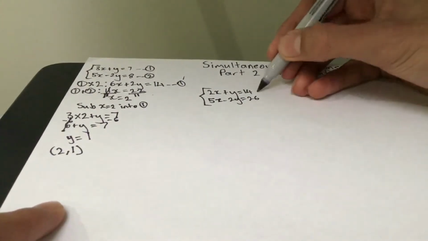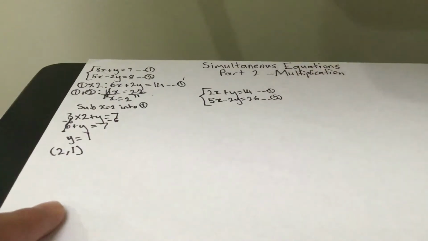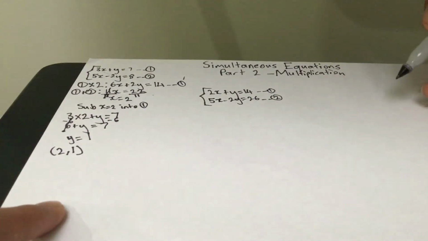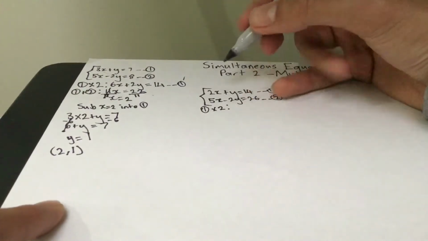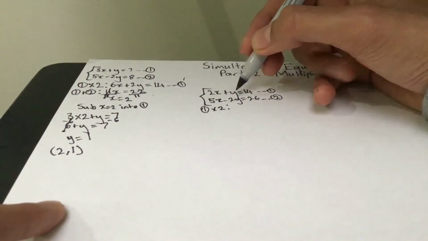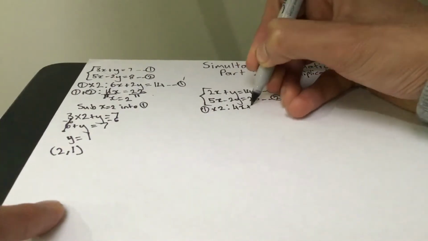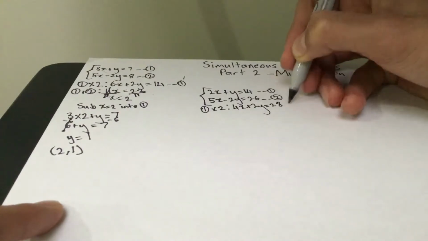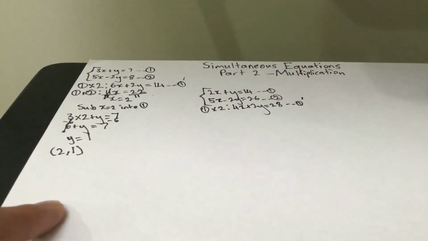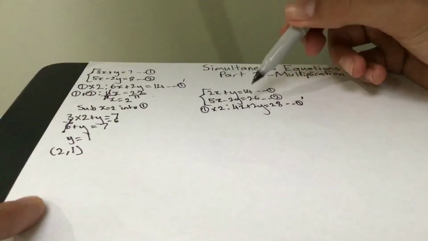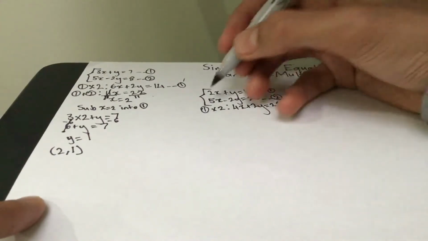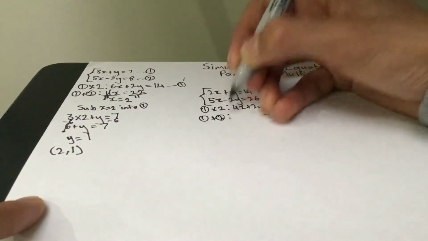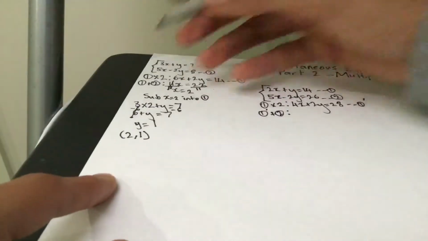So I'm going to number it 1 and 2. The next step, we're going to multiply equation 1 by 2. So equation 1 times 2 gives 4x plus 2y equals 28. We're going to name this 1 with a dash. The next step is equation 1 plus 2 with the dash. So we need to add the dash.